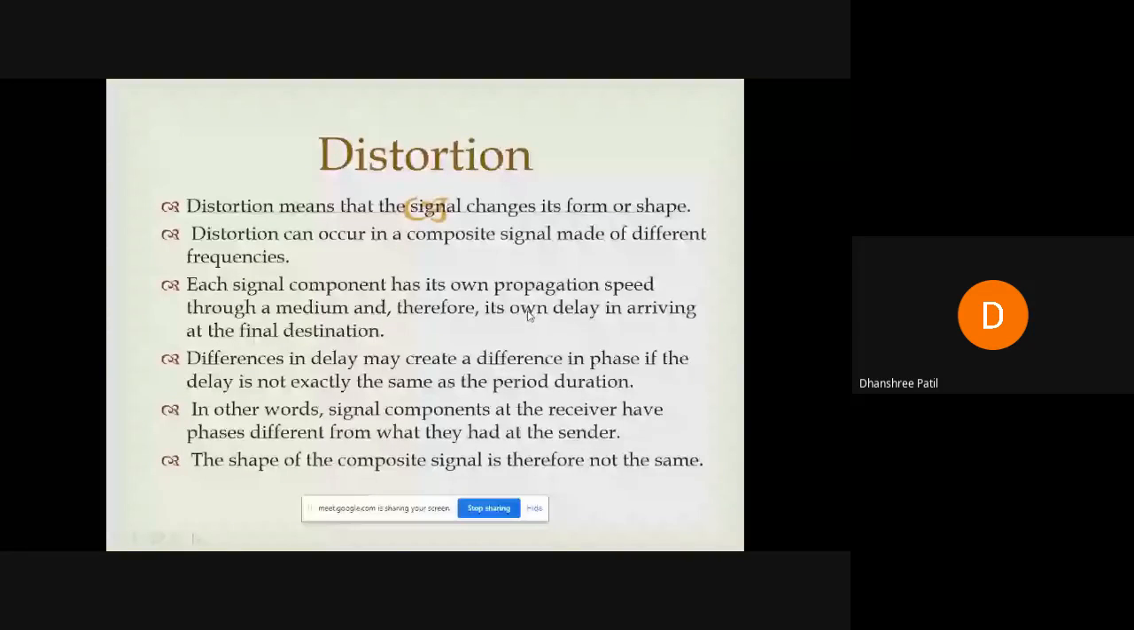Right? So the reason for distortion is what? Each signal component has its own propagation speed.